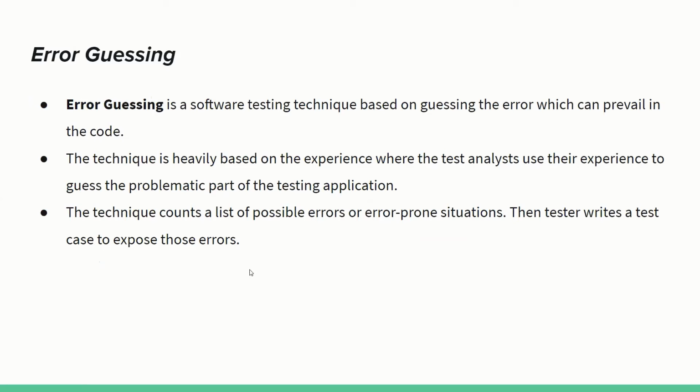The last one is error guessing. In the error guessing technique, a QA engineer predicts where errors are likely to appear, relying on previous experience and knowledge of the system and product requirements. Based on this technique, the tester counts a list of possible errors or error-prone situations. Then the tester can write test cases to expose those errors.